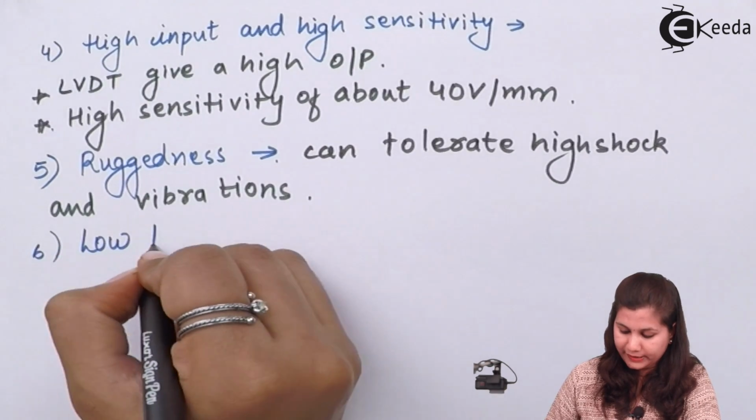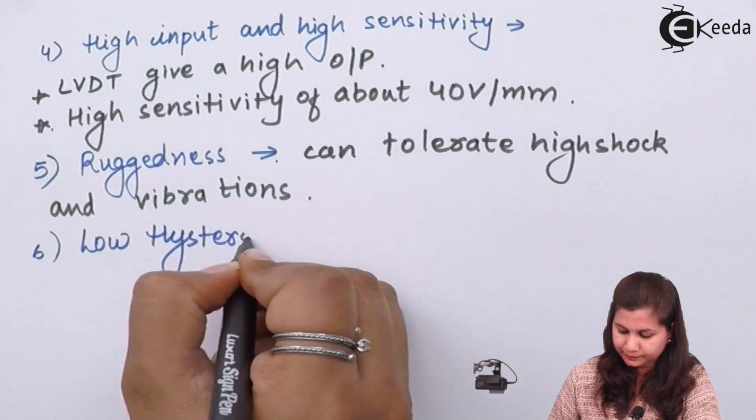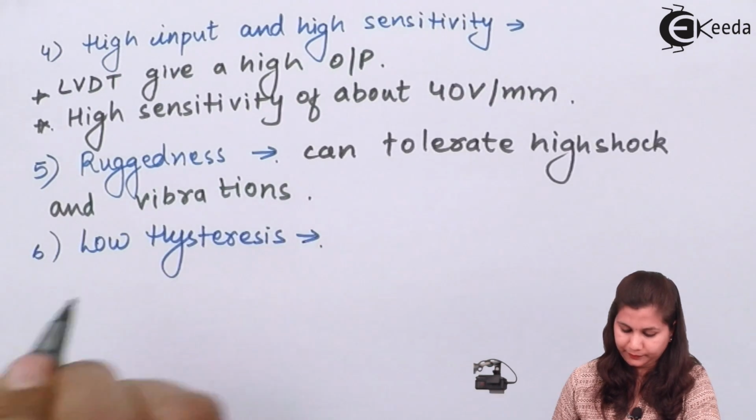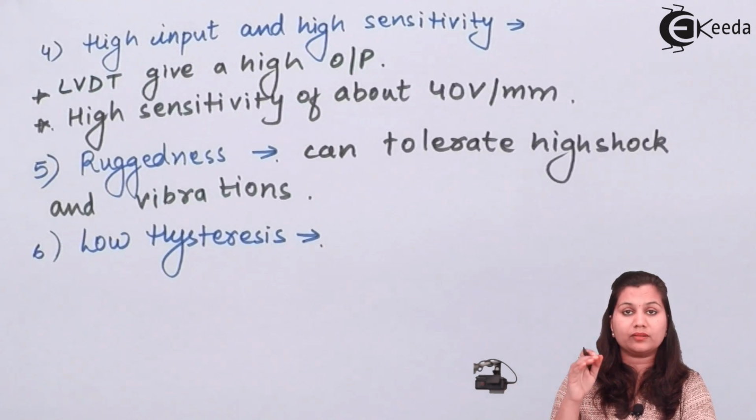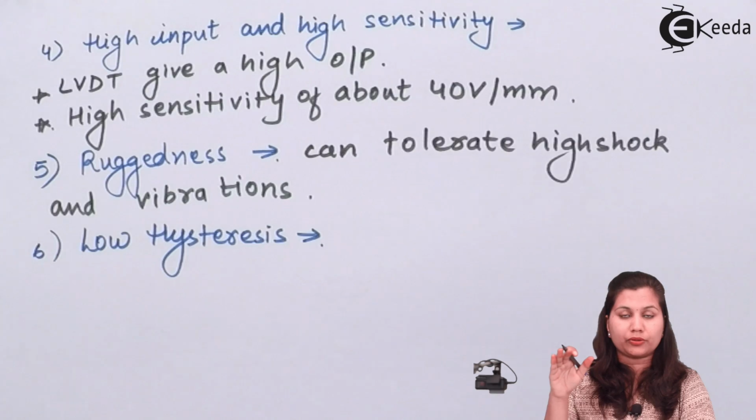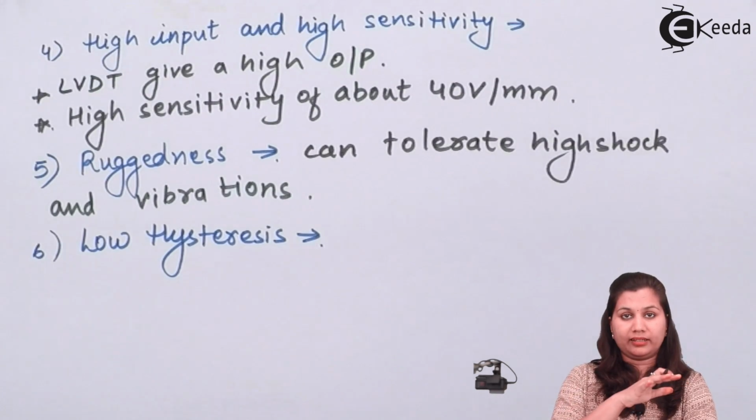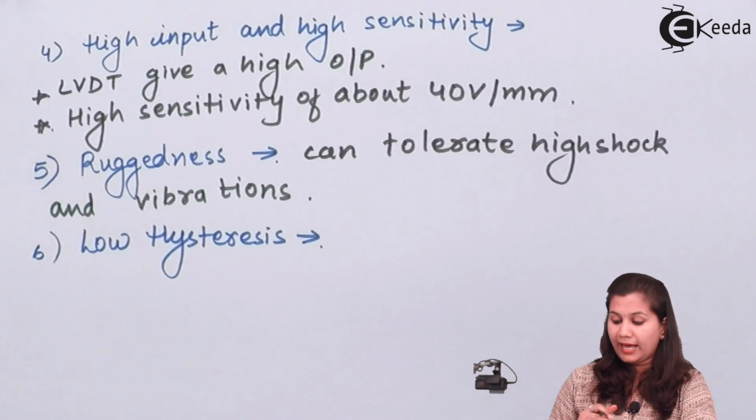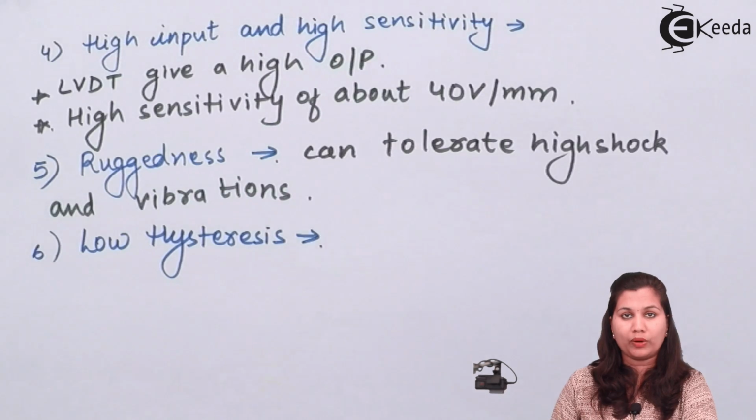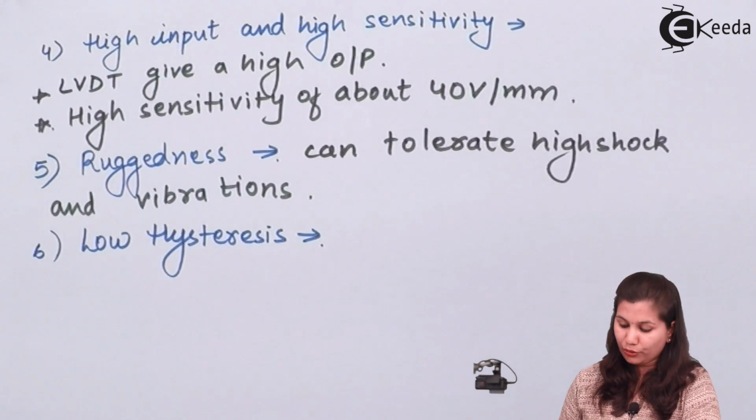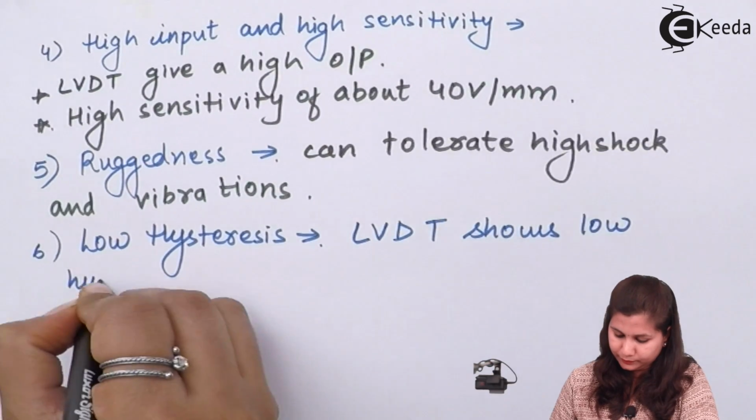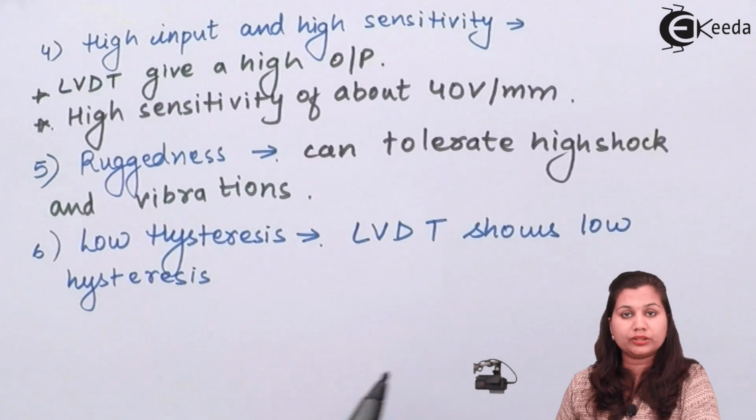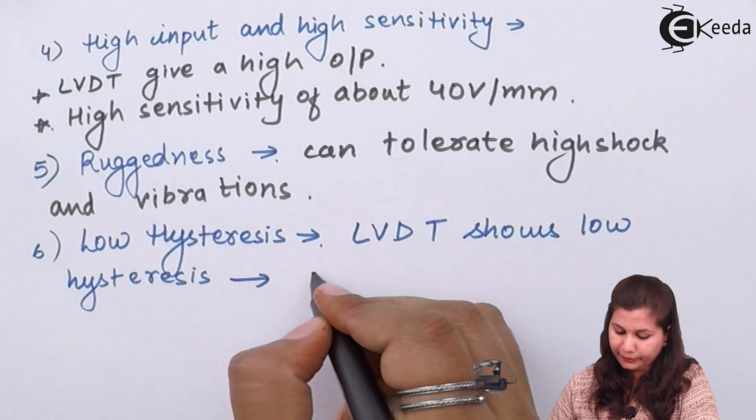Next is low hysteresis. Hysteresis is the effect that when we are increasing the input values, we get an output, but when we are decreasing the input, we do not get the same output values. That is a hysteresis effect. The LVDT has a low hysteresis effect, so that is an advantage of LVDT. And due to this low hysteresis, it has good repeatability.